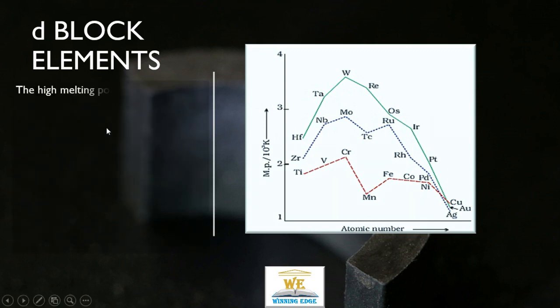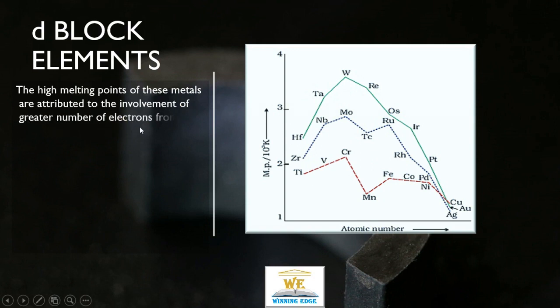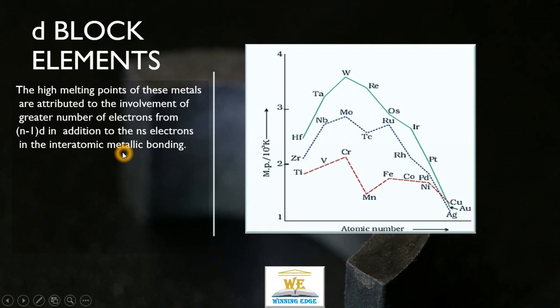The high melting points of these metals are attributed to the involvement of a greater number of electrons from the d orbitals in addition to the ns electrons for interatomic bonding. Because of their better interatomic bonding, they have stronger bonds and high melting points. In general, this is true for d block elements. Not only s orbitals but d orbitals have a greater number of electrons available for interatomic bonding, which makes the melting point in general higher.